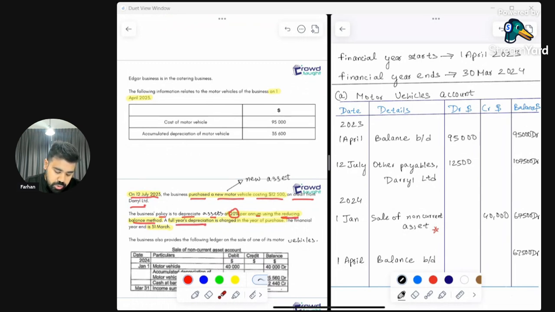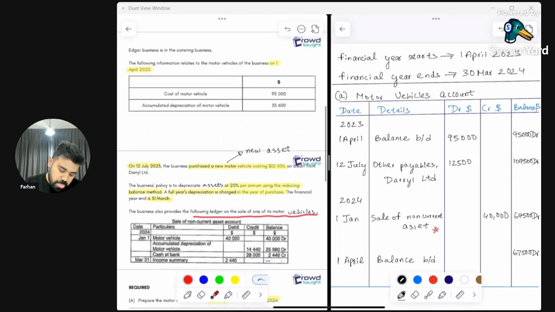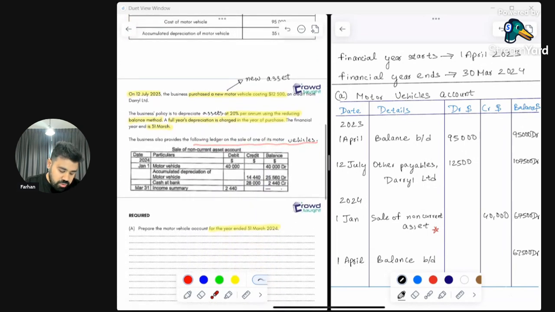A full year's depreciation is charged in the year of purchase. The financial year end is 31 March. The business also provides the following ledger on the sale of one of its motor vehicles. All right. So the requirement of the first part of the question is to prepare the motor vehicles account for the year ended 31 March 2024.